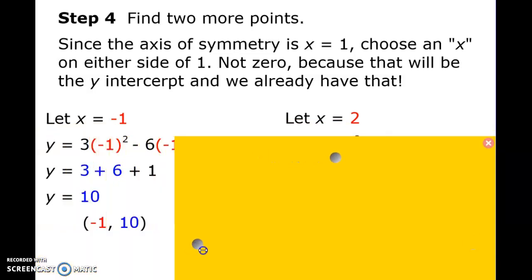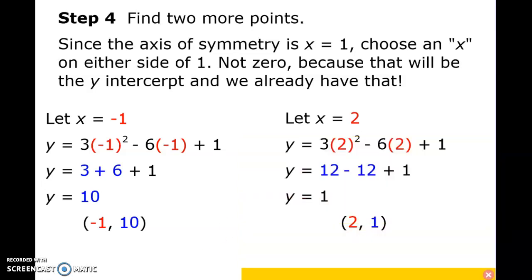When I substitute it in to this side of the equation, you'll notice that I get negative 1, 10 as 1 point. On this side, if I substitute in a positive 2, I end up with 2, 1. Please be very, very careful with PEMDAS.